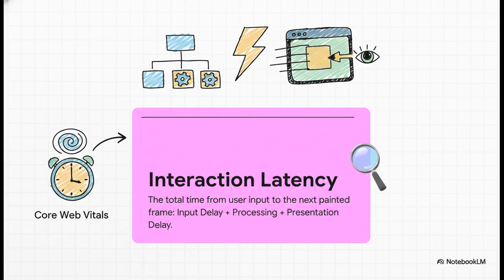First up is input delay. That's just your user's click waiting in line because the main thread is busy doing something else. Then you've got processing duration. That's your actual event handler code running. And finally, presentation delay, the time it takes the browser to actually paint the pixels on the screen to show that something happened. Your bottleneck could be hiding in any of these three spots.